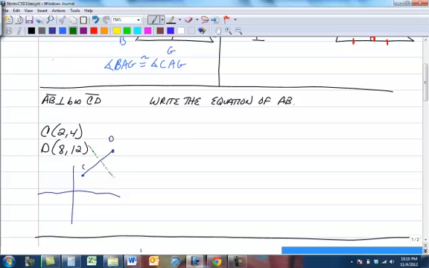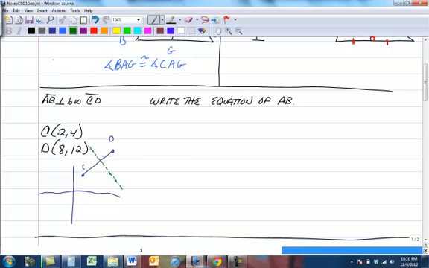like this. Now, we don't know where A is. We don't know where B is. A could be here and B here, or vice versa. We don't know where A and B are, but that doesn't matter. They're asking us to write the equation of AB. This is going to go back to those line forms that we talked about a couple chapters ago.